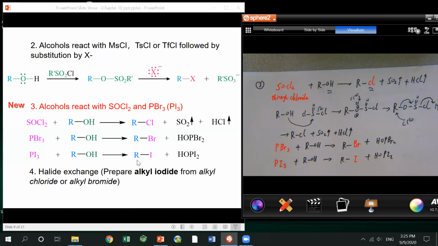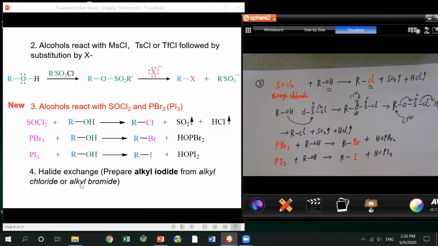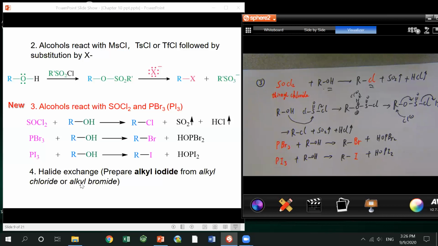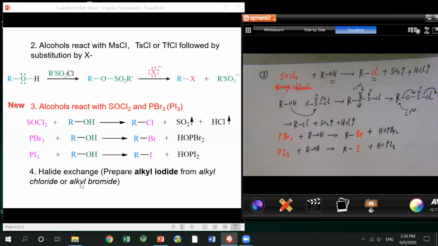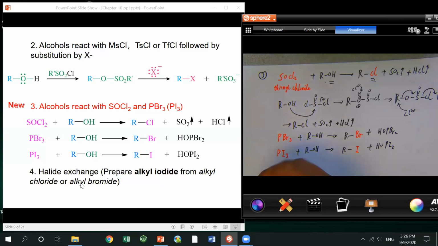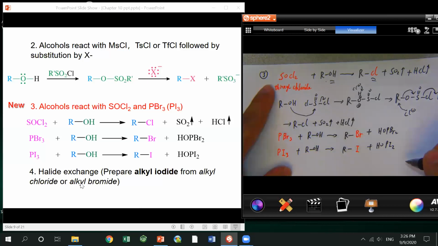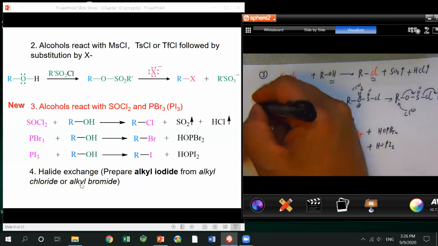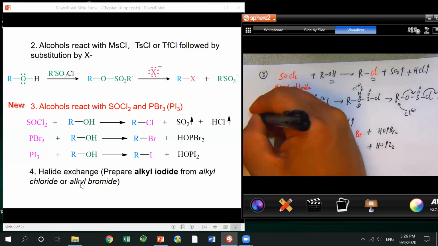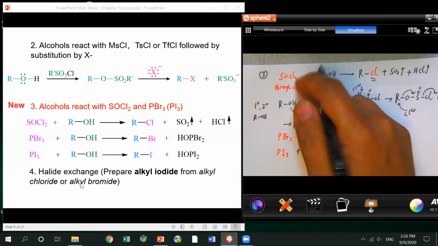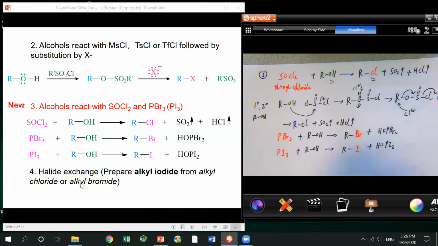Actually, you can also do halide exchange to prepare the alkyl iodide from alkyl chloride and also alkyl bromide. This can only be used to prepare the alkyl iodide. It cannot be used to prepare the alkyl bromide or the alkyl chloride. By the way, for the first three, you can use primary alcohol or secondary alcohol, with very mild reaction conditions, but no tertiary.